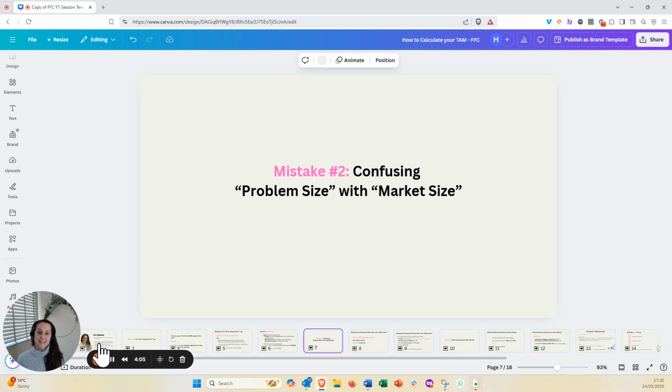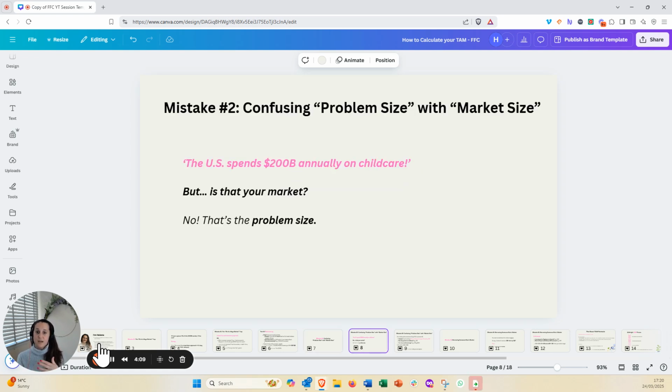Another mistake is confusing the problem size with your market size. So, for example, the US spends 200 billion annually on childcare, but is that your market?